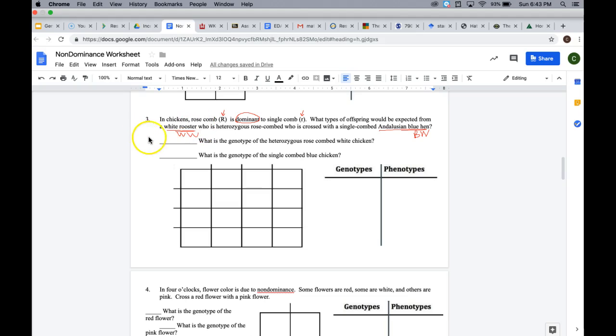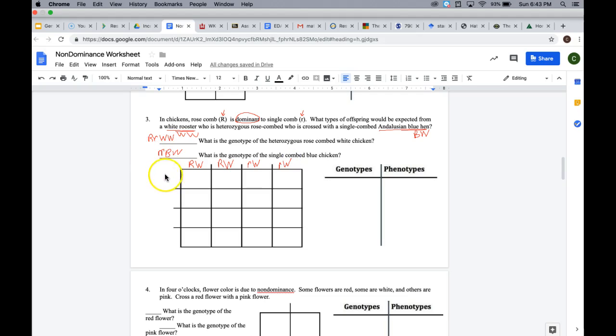So we would have rose-comb heterozygous would be big R, little r, but it's white, so we're going to have W, W. With a single combed, so it has to have two recessive alleles because it's a recessive trait, and it is blue. So little r, BW. Okay, so let's separate these. R, W, R, W, little r, W, little r, W.